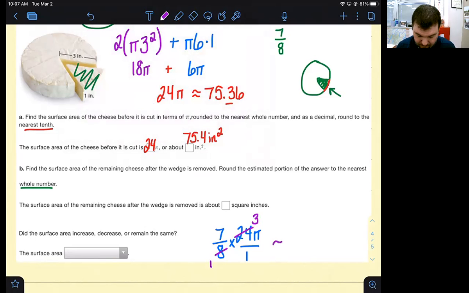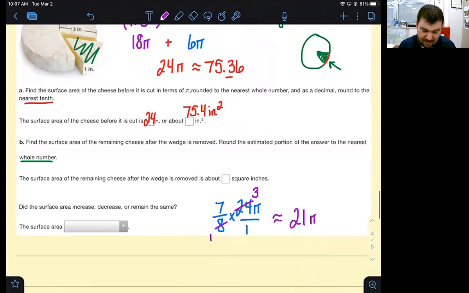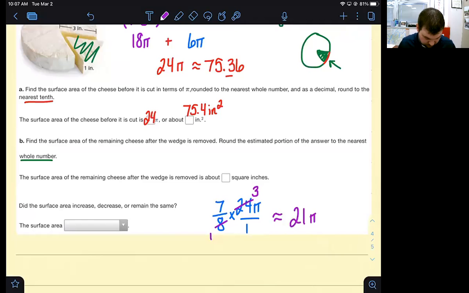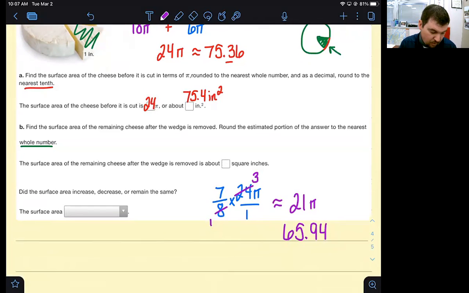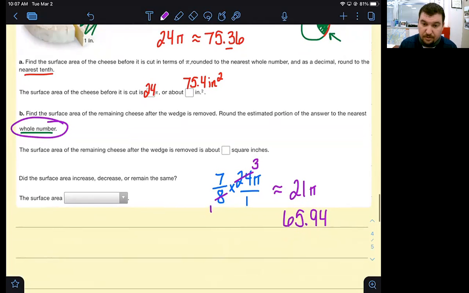And so if 1/8 of the circle's missing, that's going to be approximately equal to 21 pi, because 7 times 3 is 21. Okay, that makes sense. 24 pi is going to shrink down a little bit to 21 pi. 21 pi is, let's see, I have to use pi for that. 21 times 3.14 is 65.94. Okay, which is actually, because it wants us to round to the nearest whole number, closer to 66.